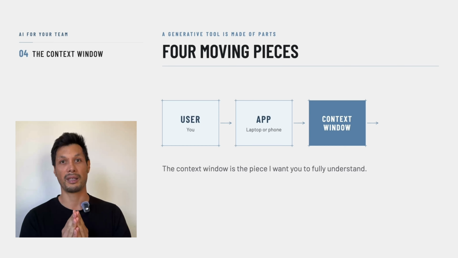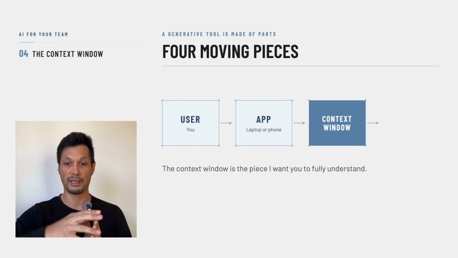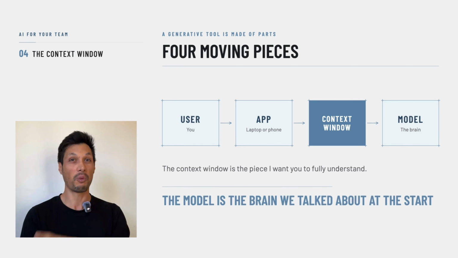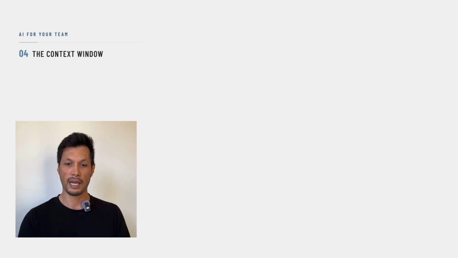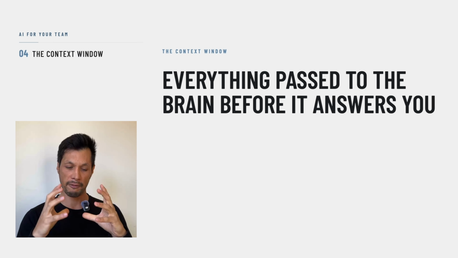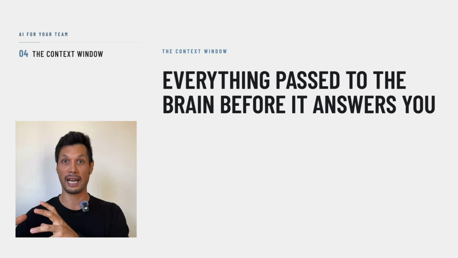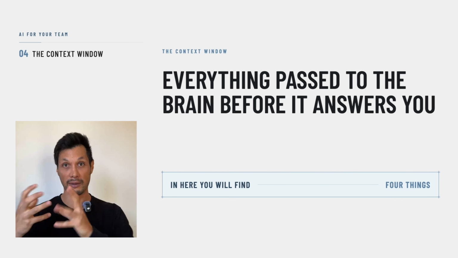This is a key element that I want you to fully understand. And then there's the LLM, the AI model, or the brain of it, right? What we talked about at the beginning. The context window is something that was developed a few years ago, and is everything that is passed as context to the brain of the AI before it actually gives you an answer.